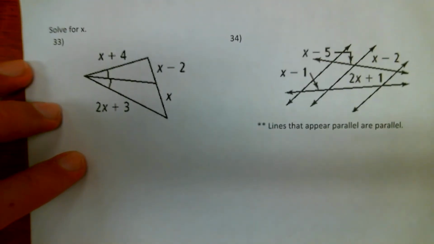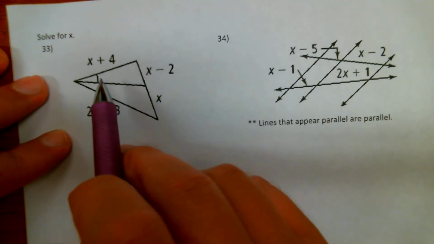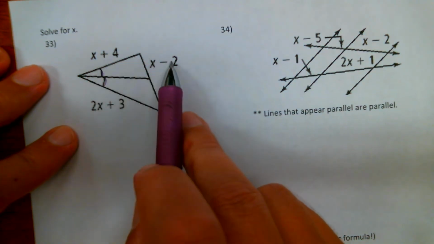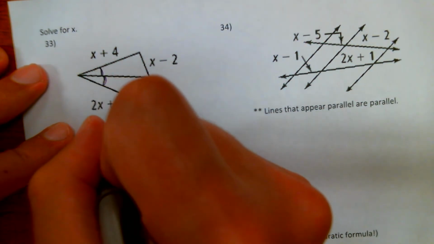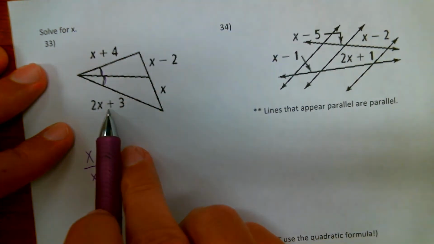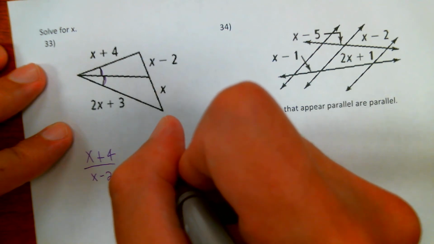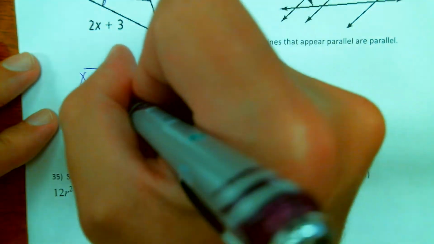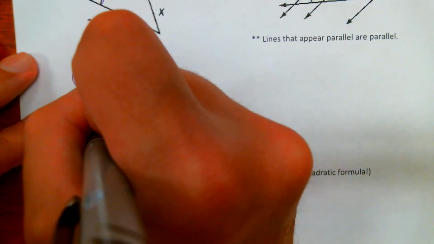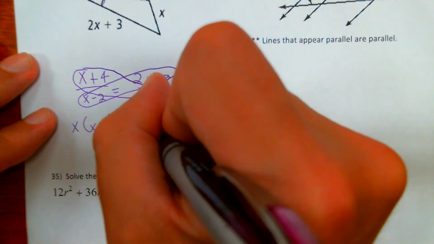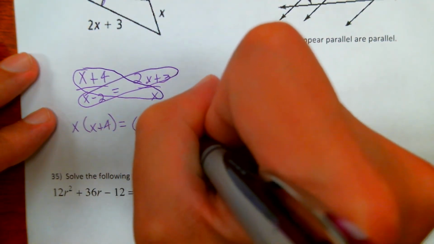Okay, last couple of problems here. This is another angle bisector theorem problem. We got our two arcs here, so angle bisector theorem. I'm going to go left over right equals left over right. X plus 4 over x minus 2 is equal to left over right, 2x plus 3 over x. When I cross multiply here, it starts to get a little tricky. X times x plus 4 equals x minus 2 times 2x plus 3.